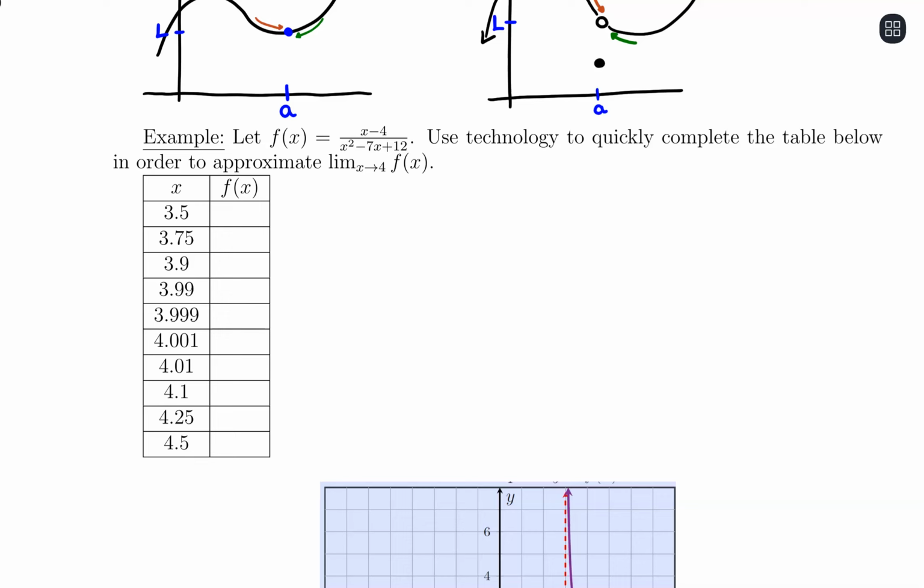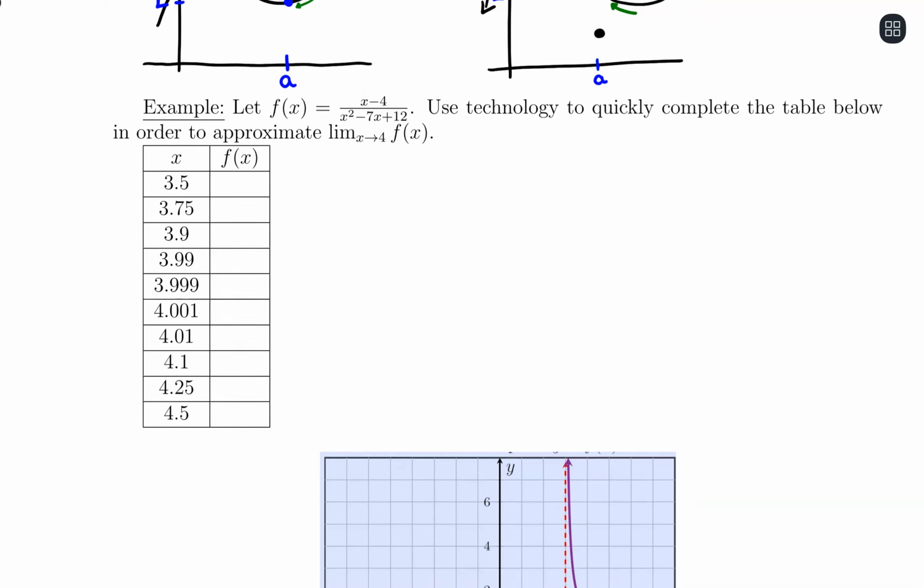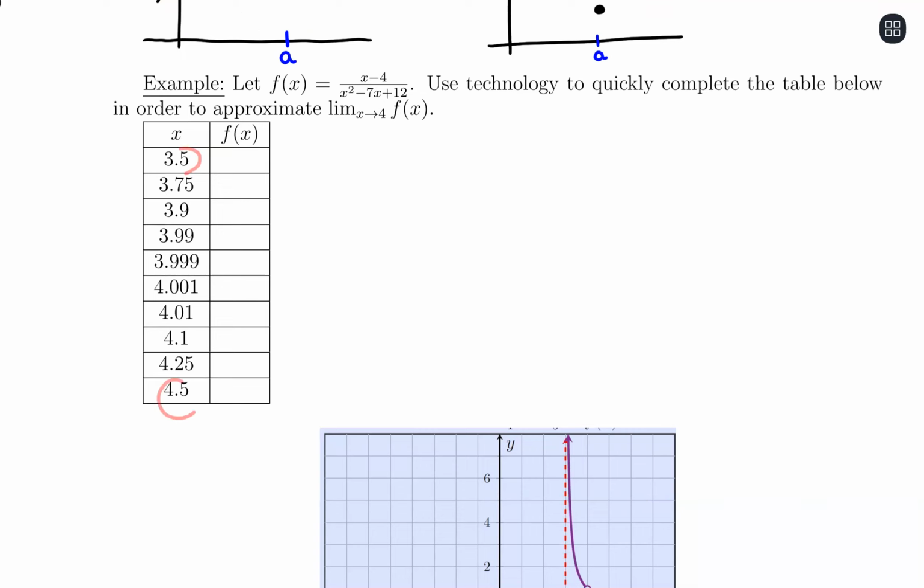And I'm going to show you how to use your Desmos calculator to help fill in a table like this, where you have a bunch of different x values, and we can do it rather quickly. So we're going to evaluate for these values 3.5 through 4.5. As you can see, we're skipping over the x value of 4, because 4 is going to be undefined. So I can even put that onto our table when we build this.